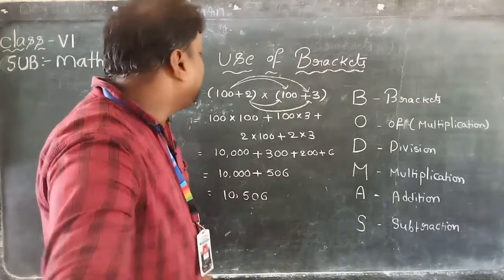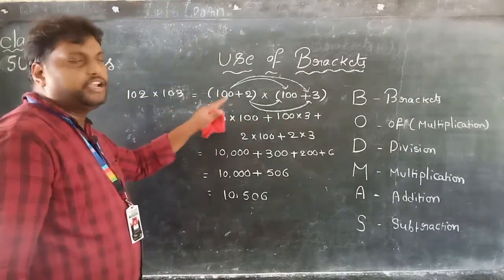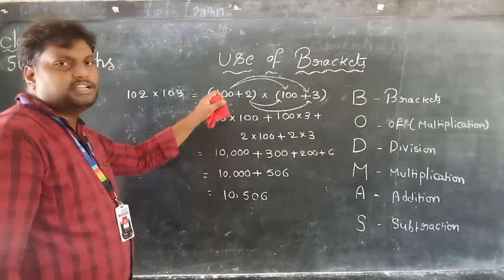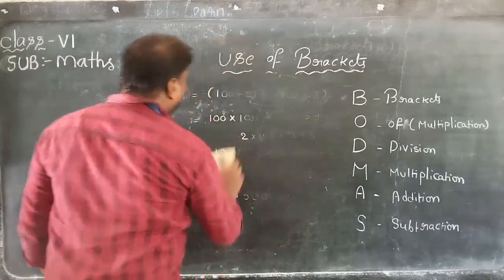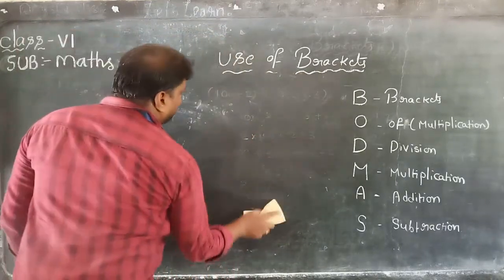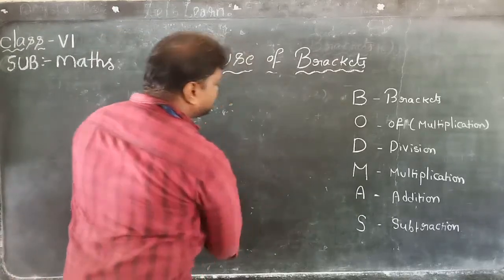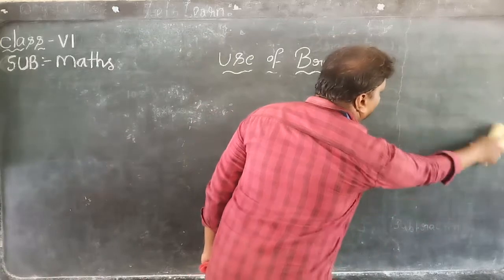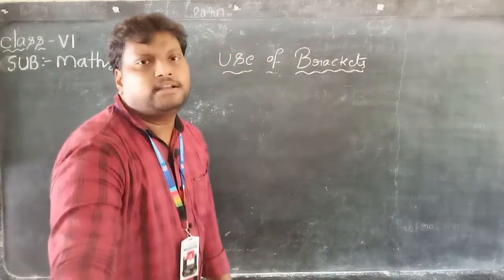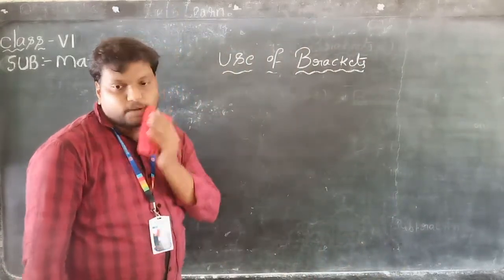This we can solve easily by using brackets. Any difficult problem also, we can take round of values. Last class we discussed round of values. First of all we have to change into round of values, then you can proceed with the problem. Next, one more example.